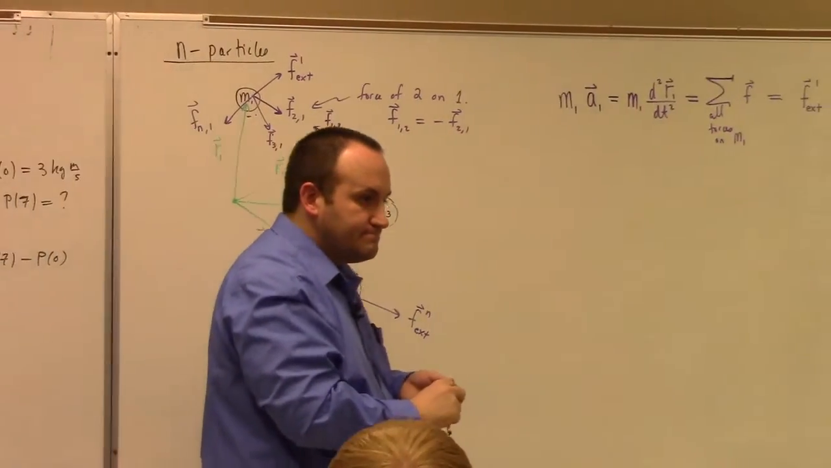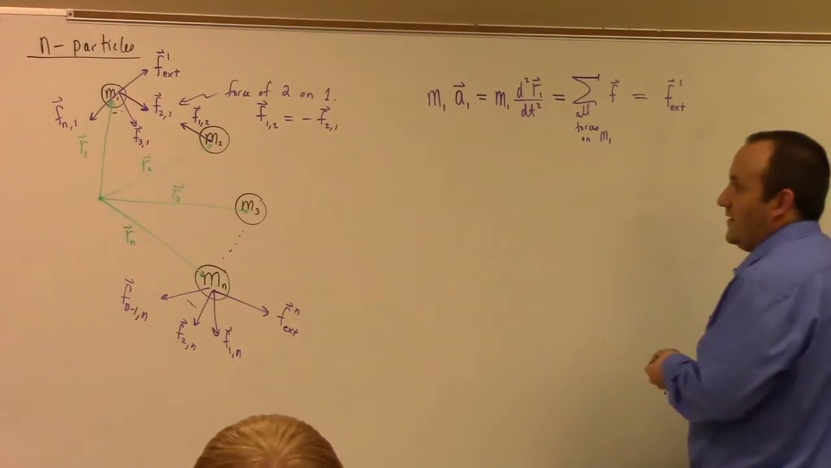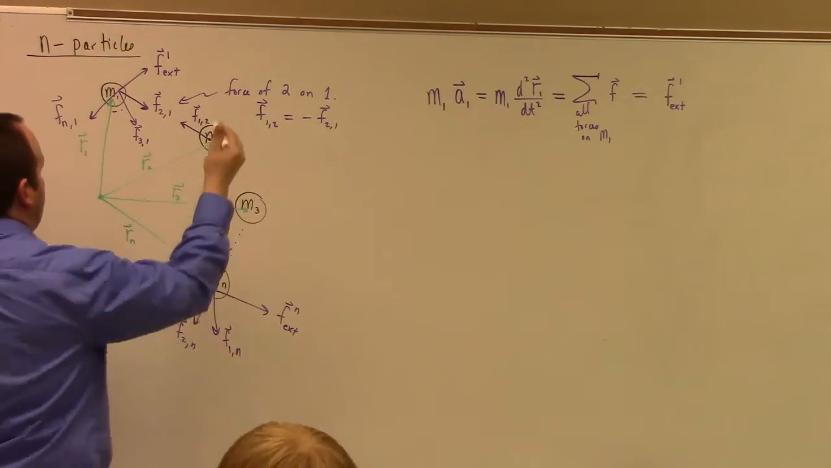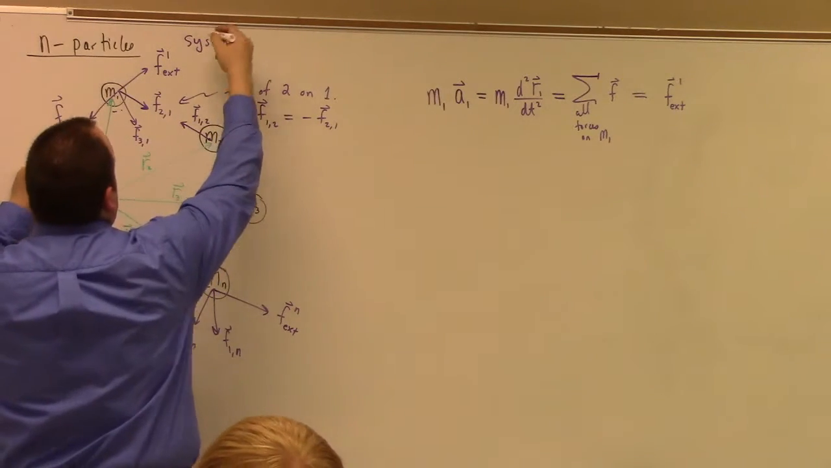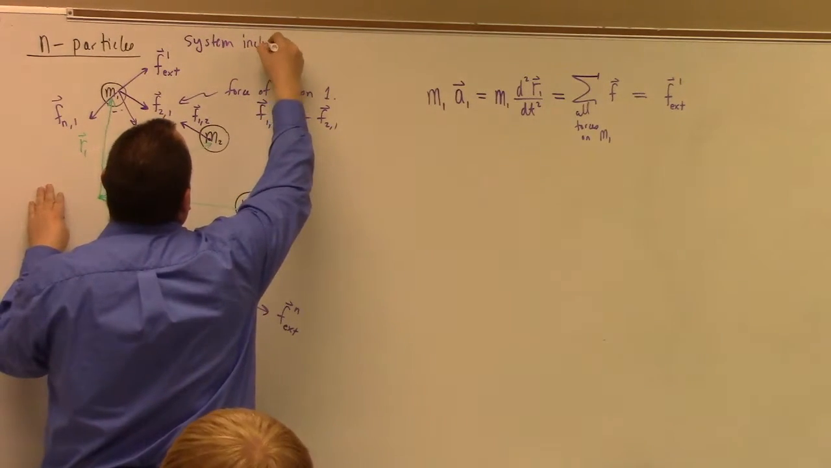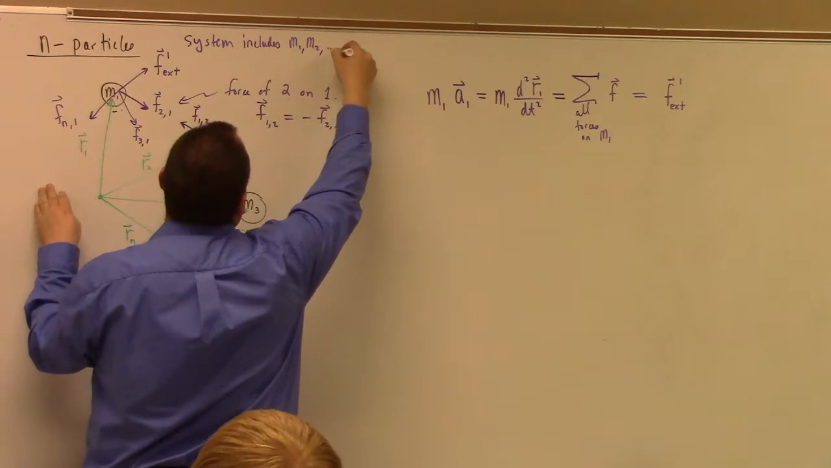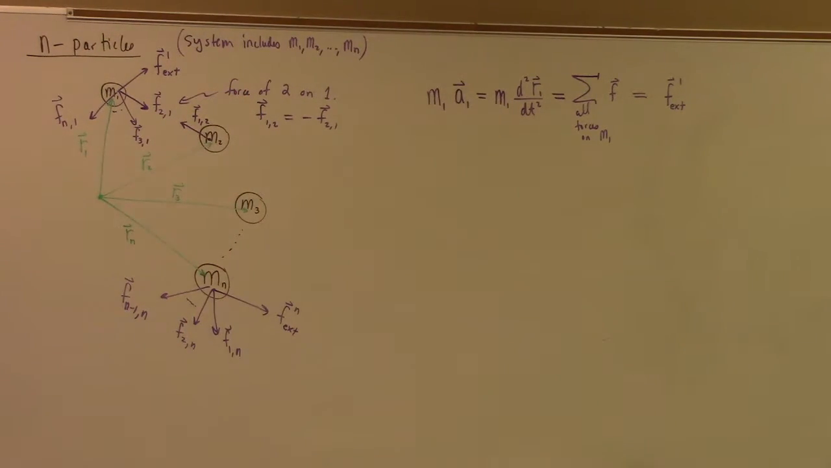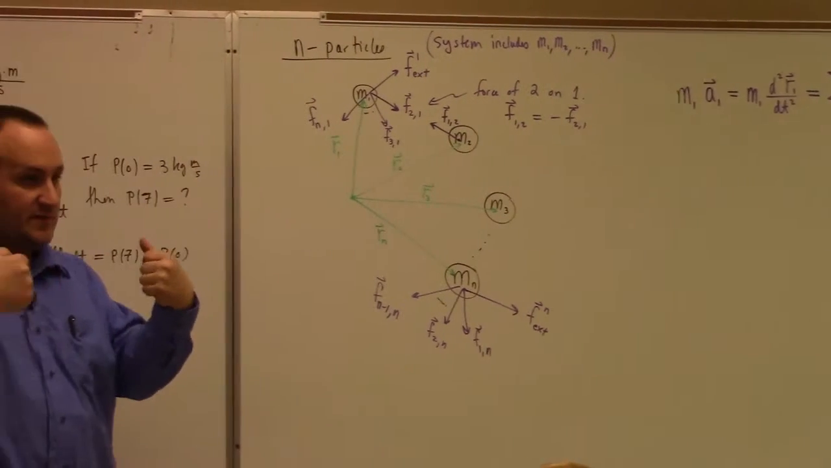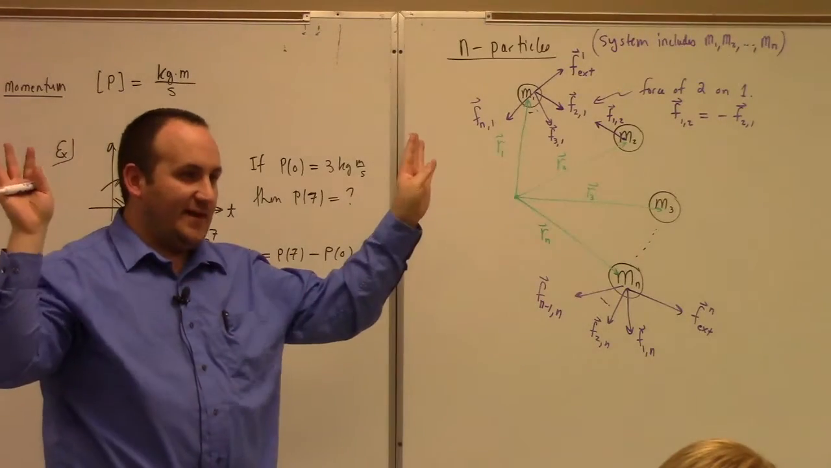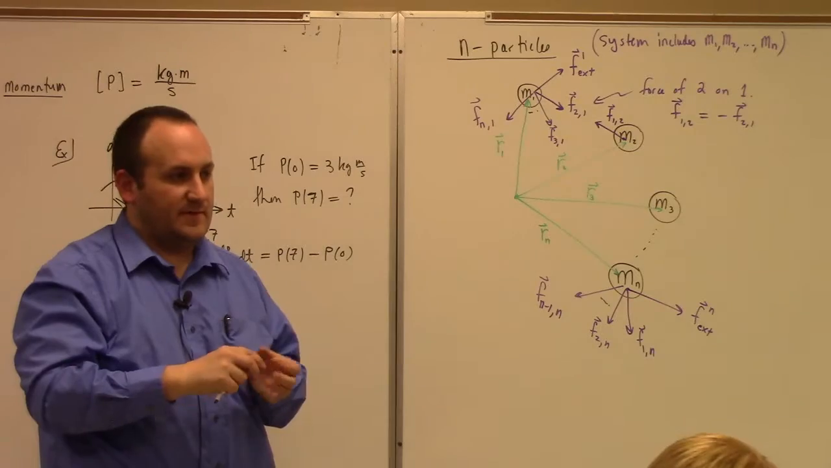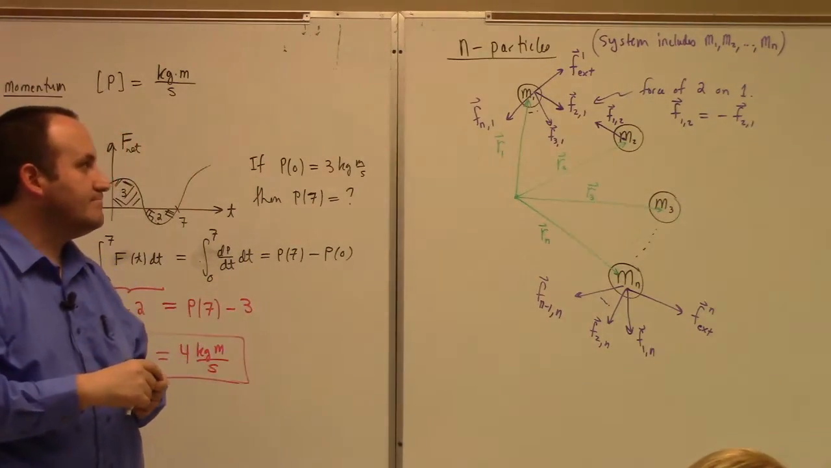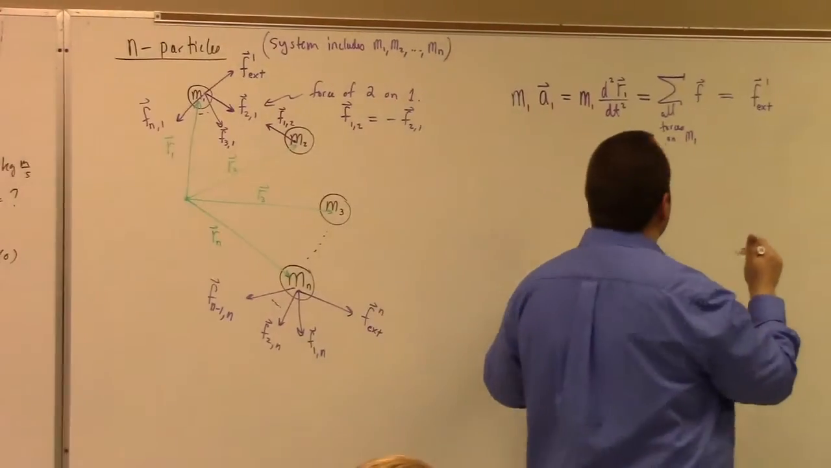How is one of them pulling on the other not an external force? I'm saying it's a definition. I'm trying to introduce you guys to this idea. The system includes M1, M2, Mn. That's it. Those masses and the forces created by those masses on each other are internal forces. Anything from outside that is an external force. The demarcation of internal and external is somewhat arbitrary. I'll shut up about that.